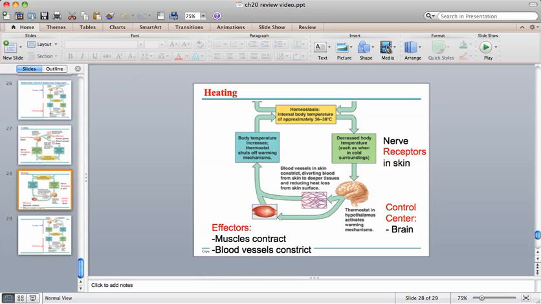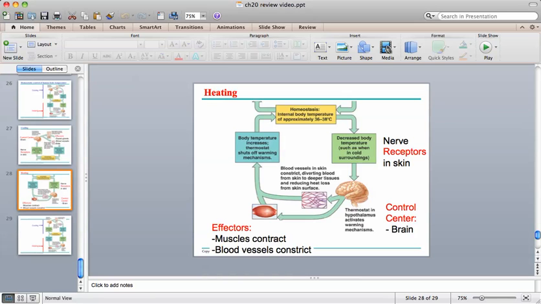Now also, we have a situation here where we have the opposite, where the body temperature is going down. So you go out on a cold winter's day, and nerve receptors again in your skin are going to sense that, send a signal to your brain that your body temperature is going below that homeostatic level, and it's going to process that signal in the control center, which is the brain, and the brain will send out a signal to, again, the blood vessels, which are going to constrict. So blood vessels constrict and move down a little bit deeper in the tissues, away from the surface of the skin to reduce heat loss.